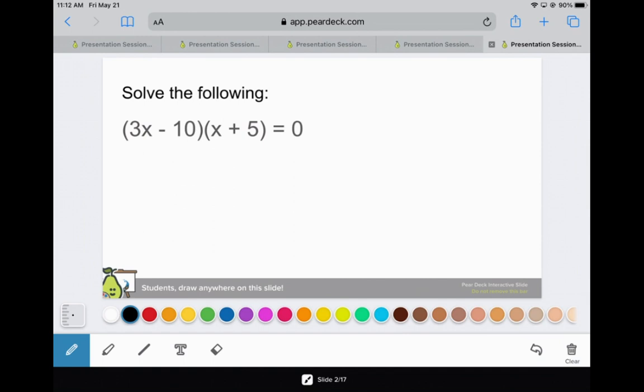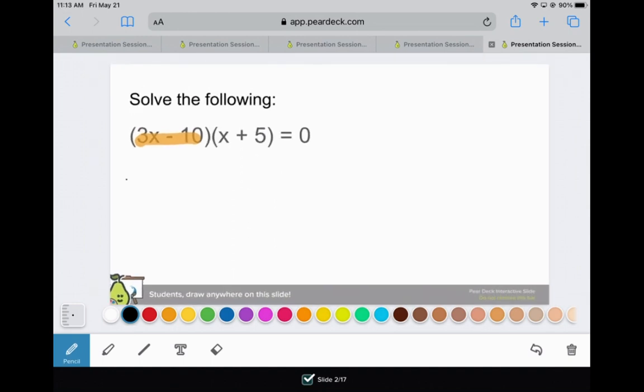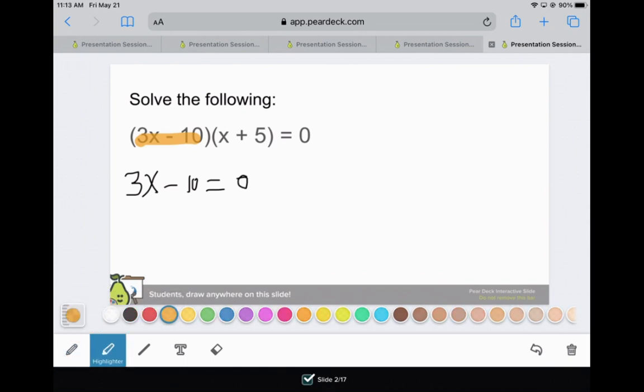What we left off from last class is these two expressions. After we factor it out, this is what we have. To solve it, I'm going to set this first expression equal to 0. I set each expression equal to 0, and that's how I solve it. So 3x minus 10 equals 0. I do the same thing for my second expression, once I factor it out, and set that equal to 0. So this one would be x plus 5 equals 0.